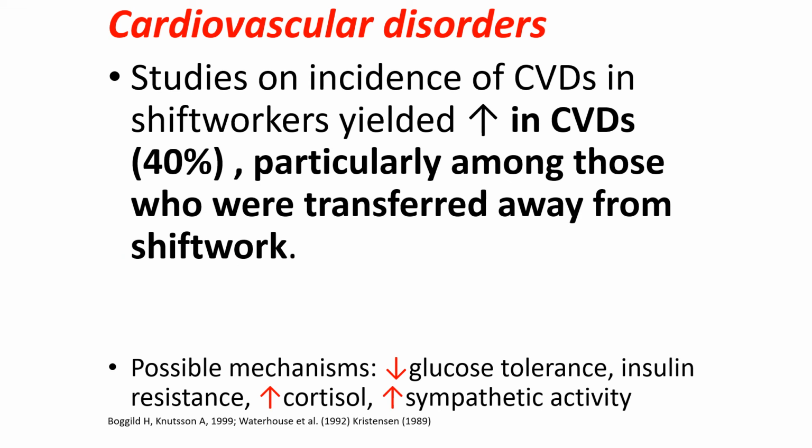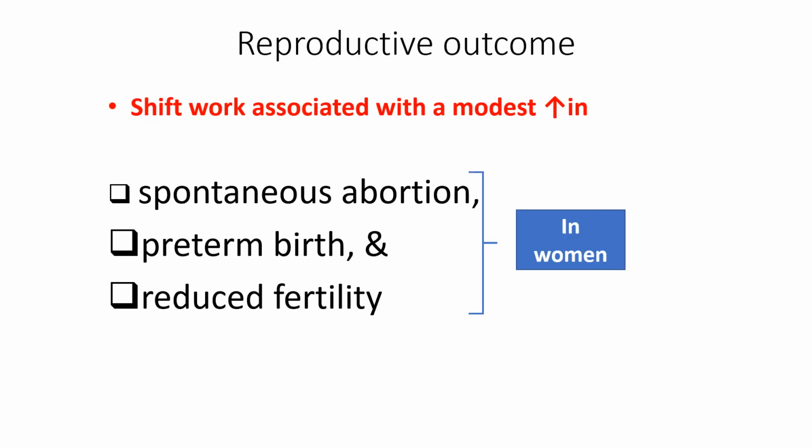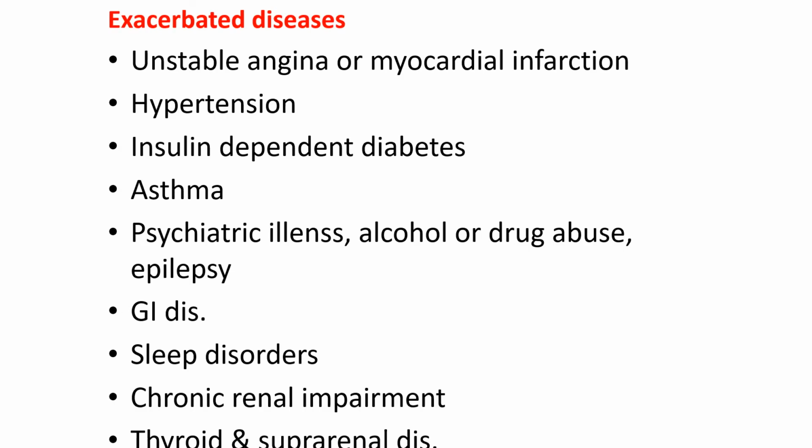CVD disorders. Studies on evidence of CVDs in shift workers yield an increase in CVDs of about 40%, particularly among those who were transferred away from shift work. Reproductive outcome. Shift work is associated with a modest increase in spontaneous abortion, preterm birth, and reduced fertility among women. Exacerbated diseases: unstable angina or myocardial infarction, hypertension, insulin-dependent diabetes, asthma, psychiatric illness, alcohol or drug abuse, epilepsy, GIT diseases, sleep disorders, chronic renal impairment, thyroid and suprarenal disease.